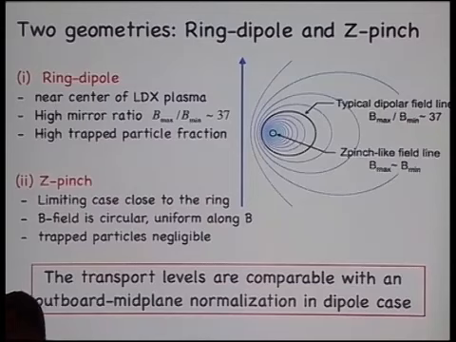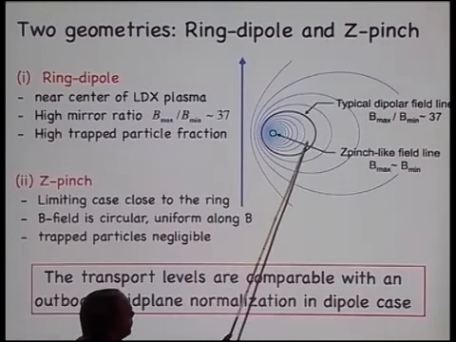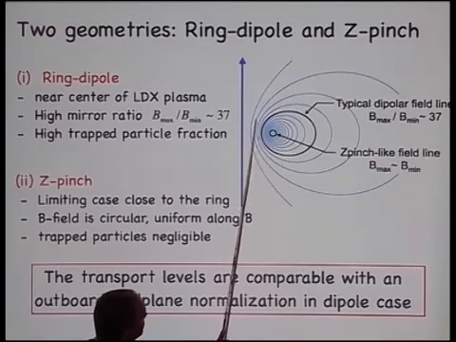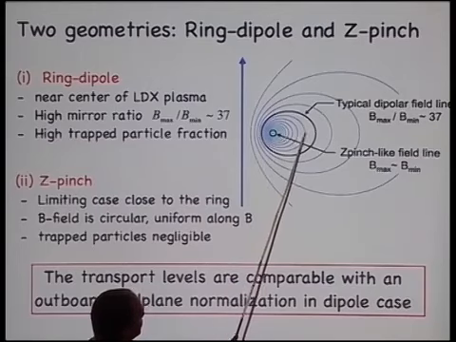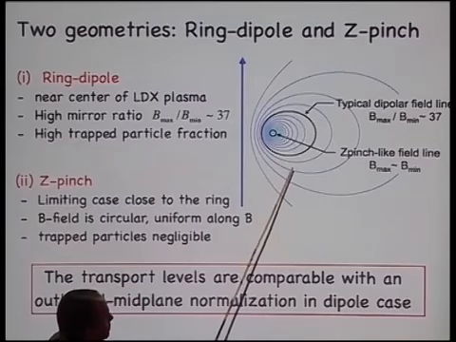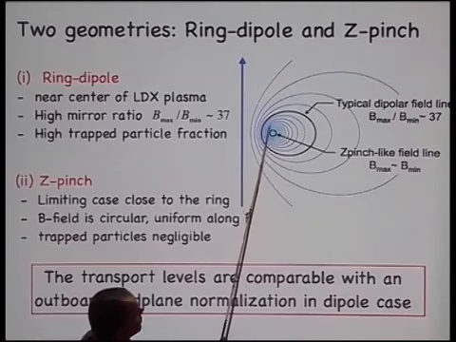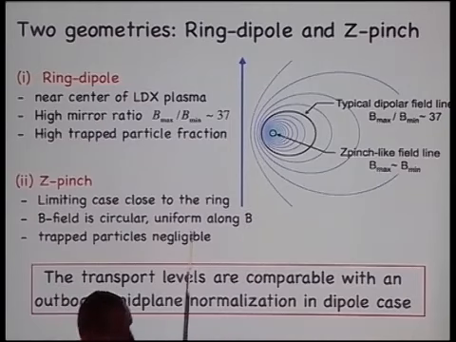Anyway, in this talk, I'll be talking about two different geometries. From the transport point of view, they turn out to be remarkably similar with a proper normalization. So remember, this is GS2. We're looking at the turbulence in a flux tube, and we're going to look at two flux tubes. One is a strongly dipolar field line, which is typically where the LDX plasma sits. And then, just for the purposes of understanding the impact of geometry, we're also going to look at a Z-pinch limit field line where you've gone very close to the current ring.